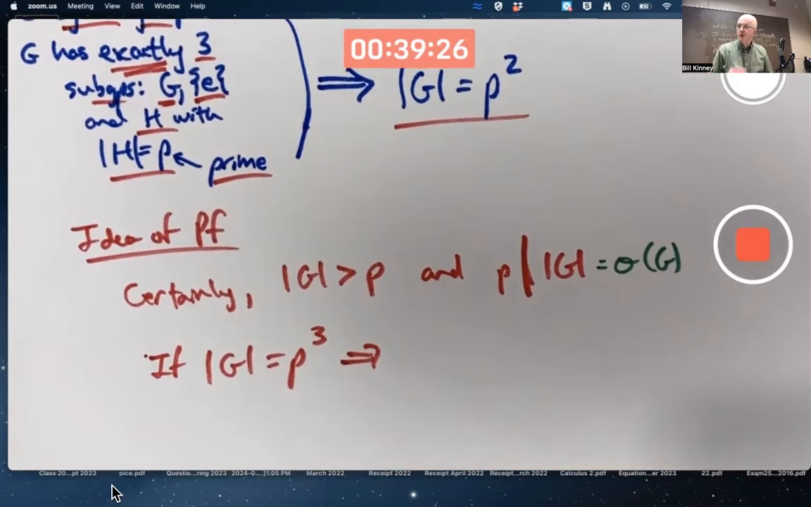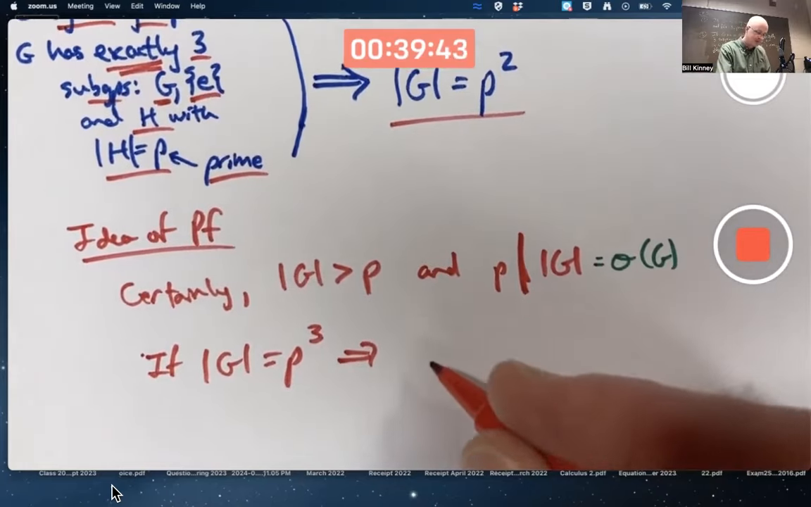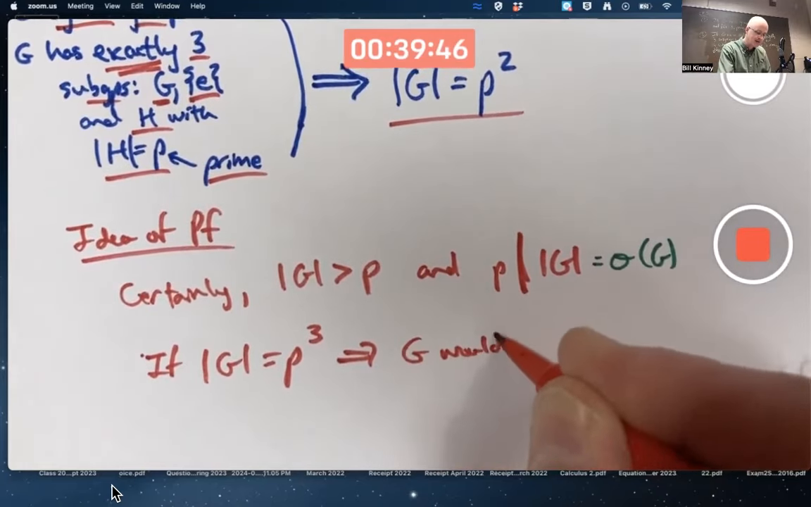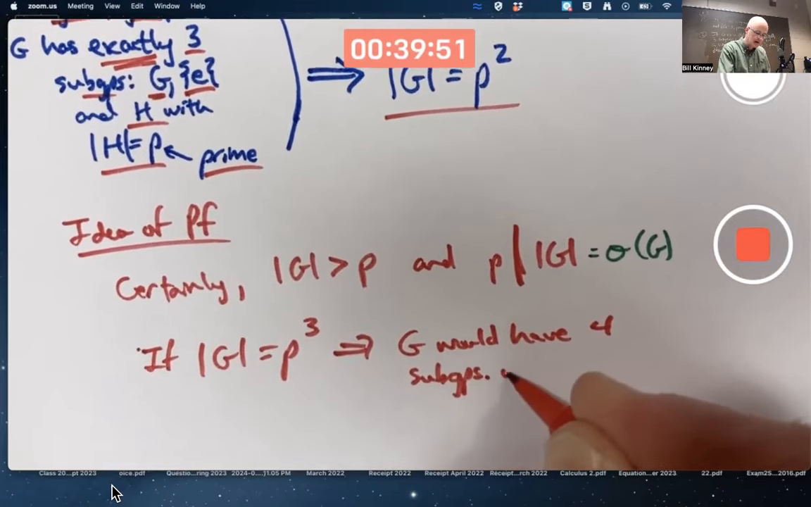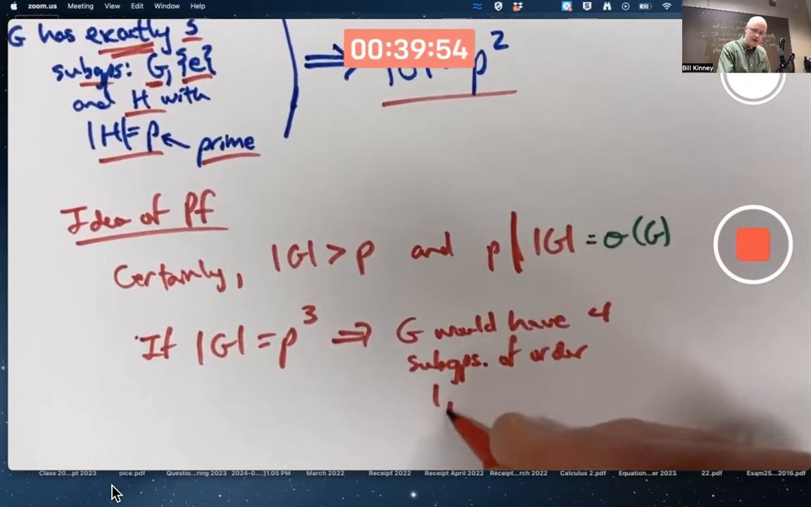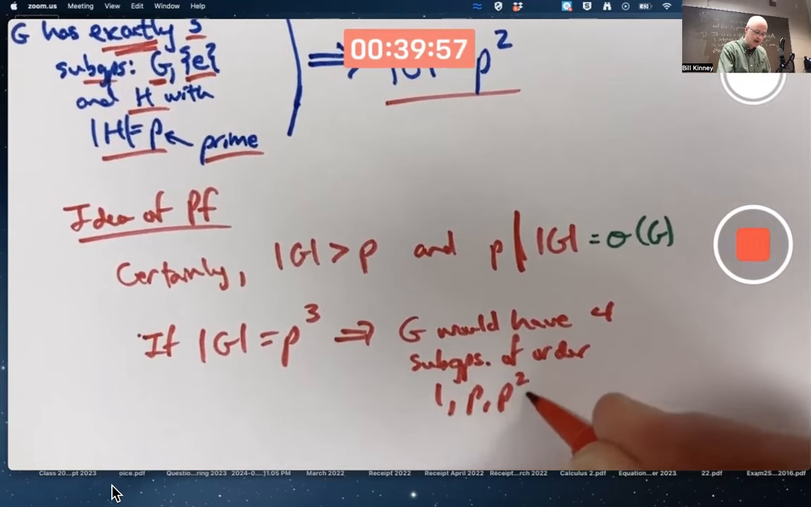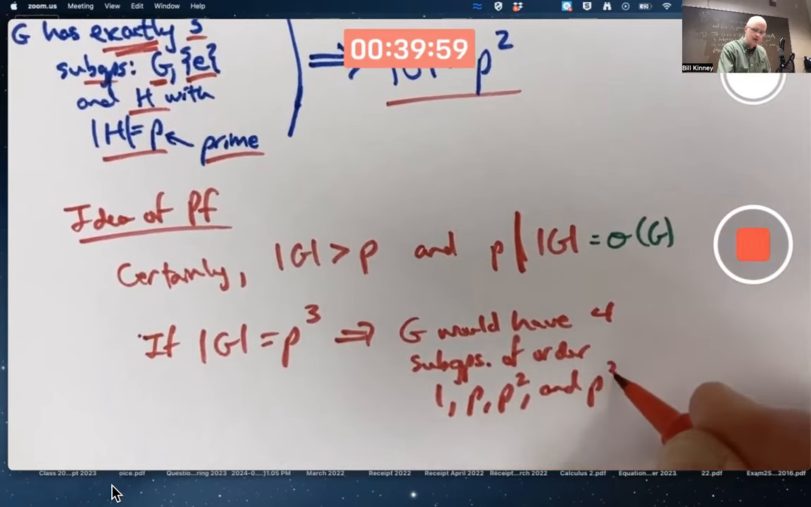By that fundamental theorem of cyclic groups, it would have exactly one subgroup for each divisor of P cubed. How many divisors of P cubed are there? 1, P, P squared, and P cubed. 4. G would have 4 subgroups of order 1, P, P squared, and P cubed. This is by the fundamental theorem of cyclic groups, FTCG.